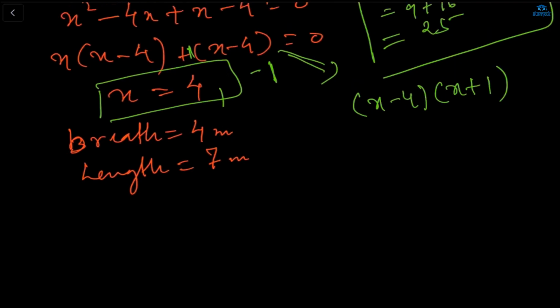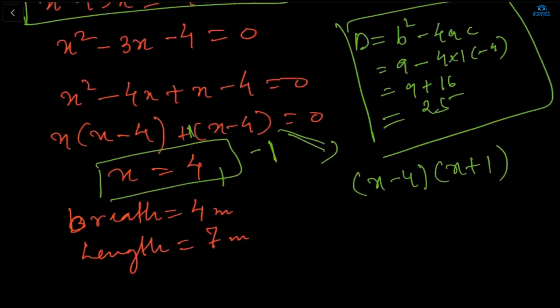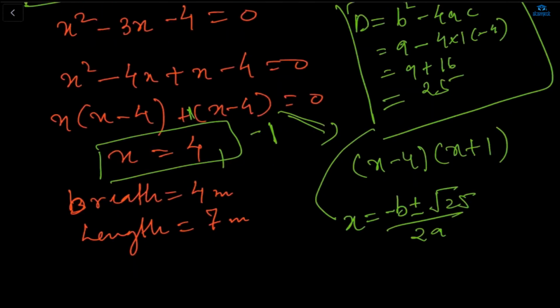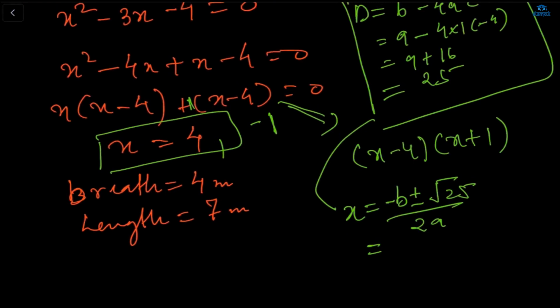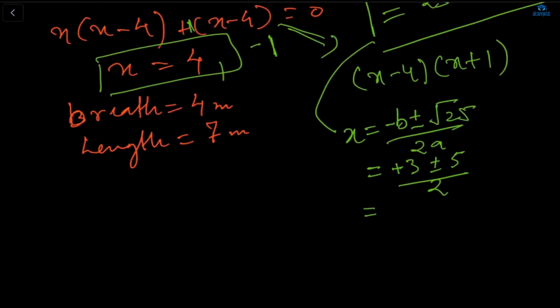Since you can see the value is also 25, you can find it with the quadratic formula. X is equal to minus b plus minus root 25 upon 2a. Minus b means minus 3, so it will be 3 plus minus 5 upon 2. One time you will take plus 5 and one time minus 5. With plus 5, 8 upon 2, and with minus 5, minus 2 upon 2. The same value you are going to get, minus 1. So whichever way you solve, that is correct.